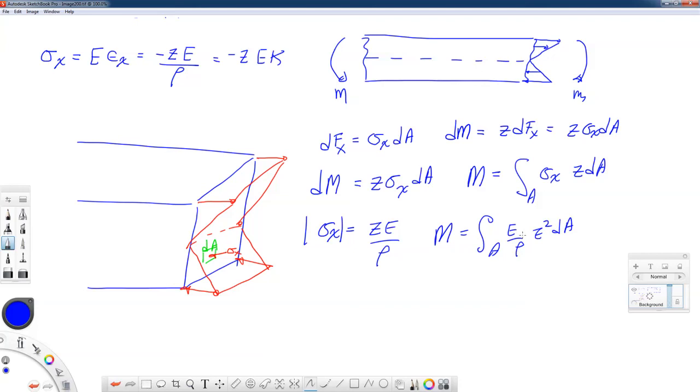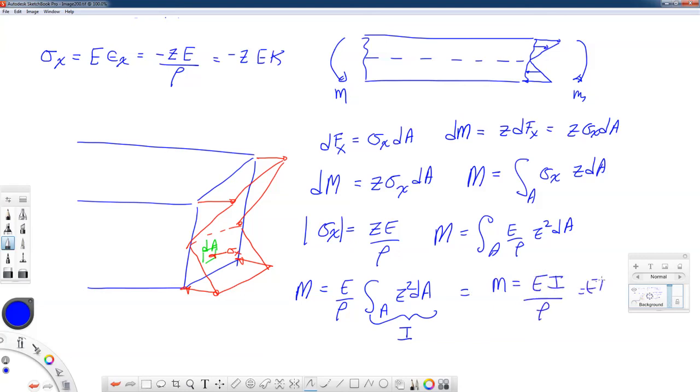Now the E and the rho are assumed to not be dependent on the in-plane dimensions, the y and the z dimensions. So we're going to remove those from the integral. And we're left with an area integral of z squared dA. And what that is is a moment of inertia term. So we have what's known as the moment curvature relationship. M is equal to EI over rho, or EI times kappa.